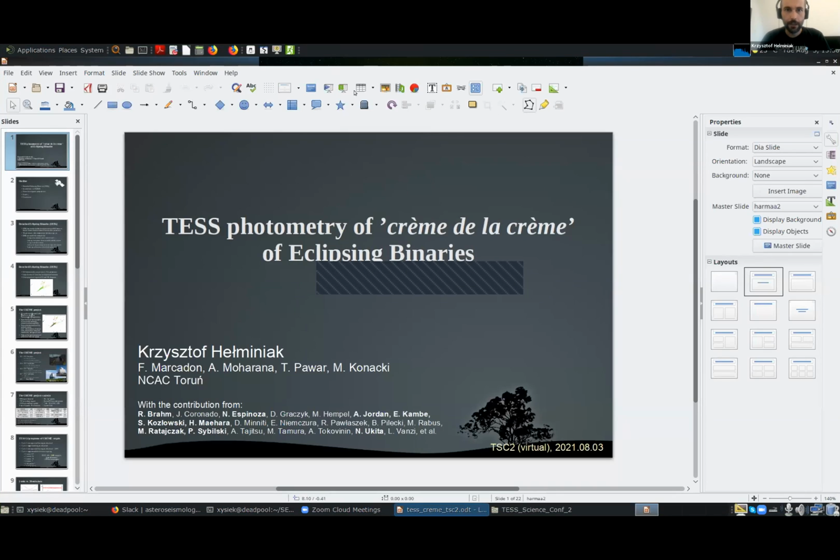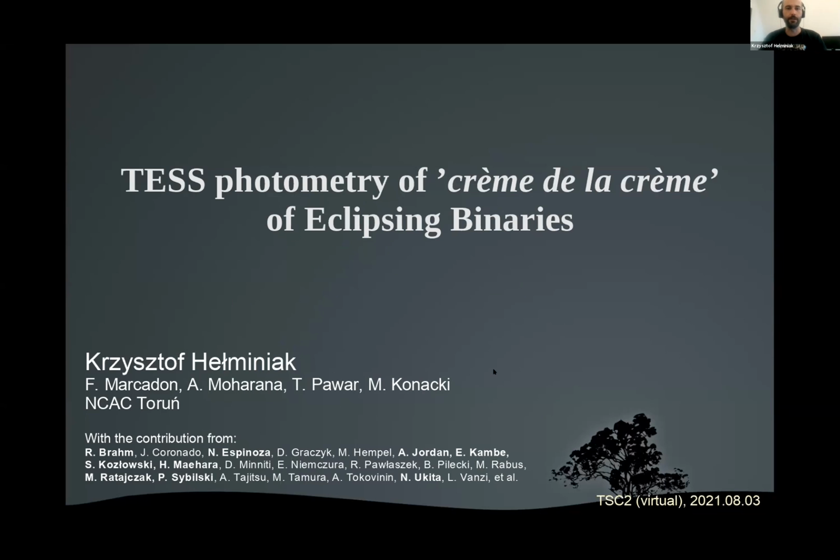Thank you for the invitation, for the opportunity to present my work. I'm going to talk mostly about eclipsing binaries and my spectroscopic survey supported by TESS photometry. There are a lot of people also contributing to this large project, including some of the attendees here, Fred Markadon, Ayush Moharana, and Tilak Pawar.